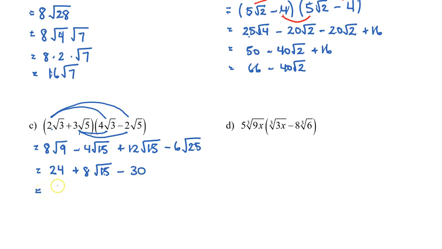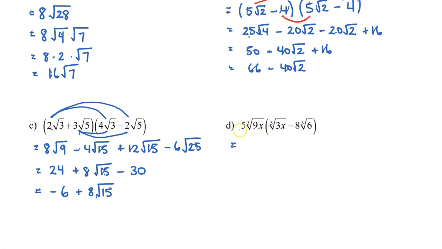All right, so 24 minus 30 is negative 6. And then we have the plus 8, and then root 15. All right, now the last one here I want to show you is what to do when we have cubics. So it's actually very similar to when it's square root. So because we can see that the indexes are all cubes, our cube roots, we can multiply them together.